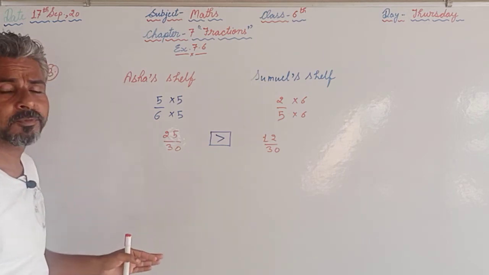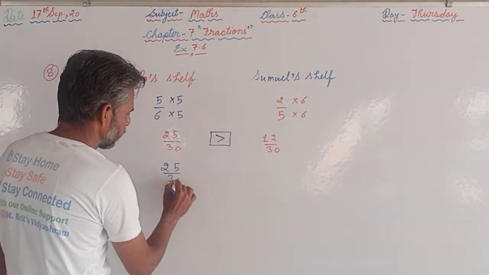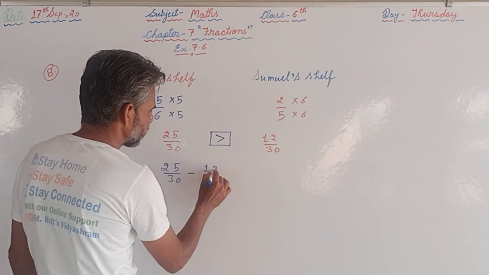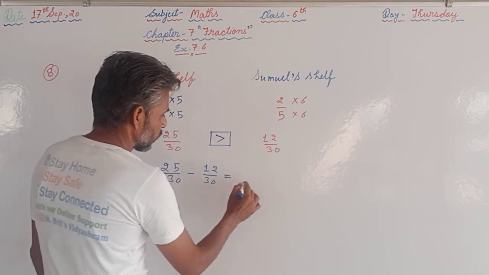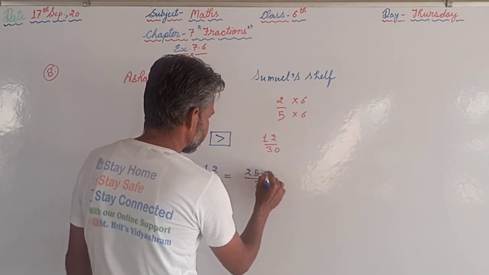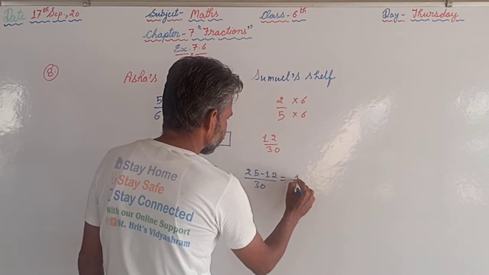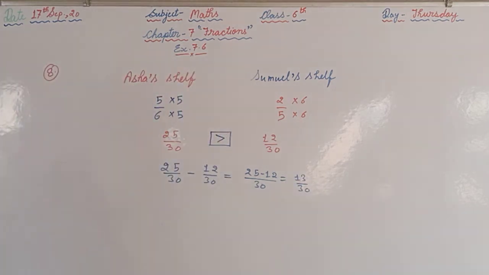Now we are supposed to find how much more. So for that, for 25 upon 30 we are supposed to find the difference, and we can find the difference by subtracting. So the denominator will be 30 and 25 minus 12 is 13 upon 30. The difference is 13 upon 30. So like this we can proceed with the questions.